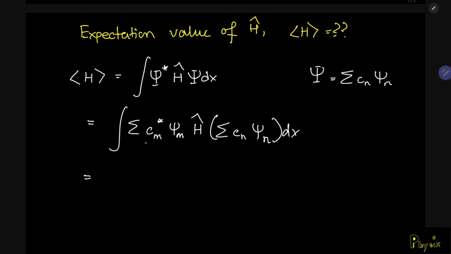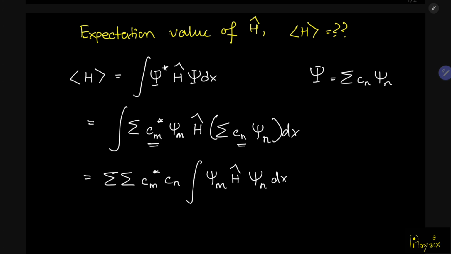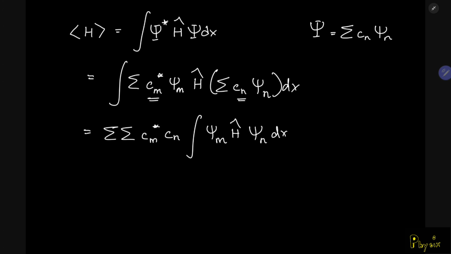Now notice that these c's are in no way functions of x, so we can pull these summations outside, and we have that this is basically c_m star c_n, and inside the integral we have psi_m, the Hamiltonian, applied to psi_n integrated as a function of x. Recall that we said that m and n are dummy indices, so getting rid of the dummy indices, we can write this down as the summation of all |c_n| squared, right?